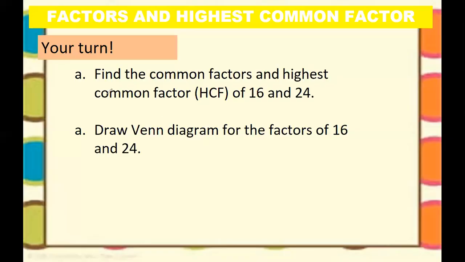Now, can you try this one? Find the common factors and highest common factor of 16 and 24. First thing, you have to list down all the factors of 16 and 24. Then you're going to draw your Venn diagram. Okay? Pause your video and you can do it, and check your answer later. Now, check your answers.